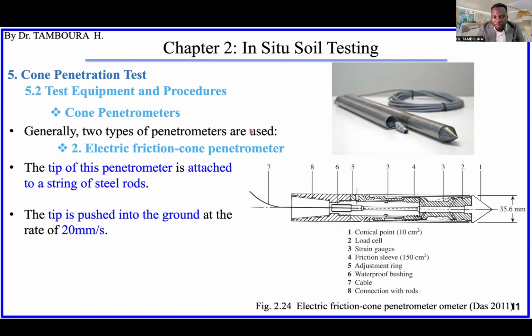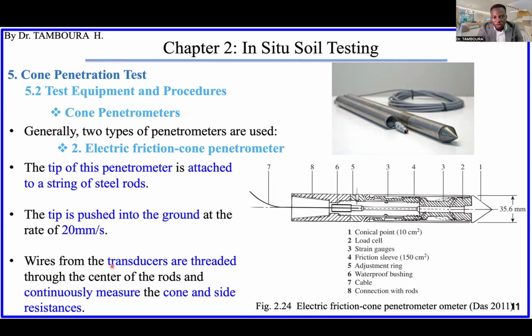So the wires from the transducer are fed through the center. You can see the center of the rod, the cables from the center of this kind of rod, okay? And continuously measure the cone and side resistance, okay? With this connection, we can continuously measure both the cone resistance and sleeve resistance, okay?